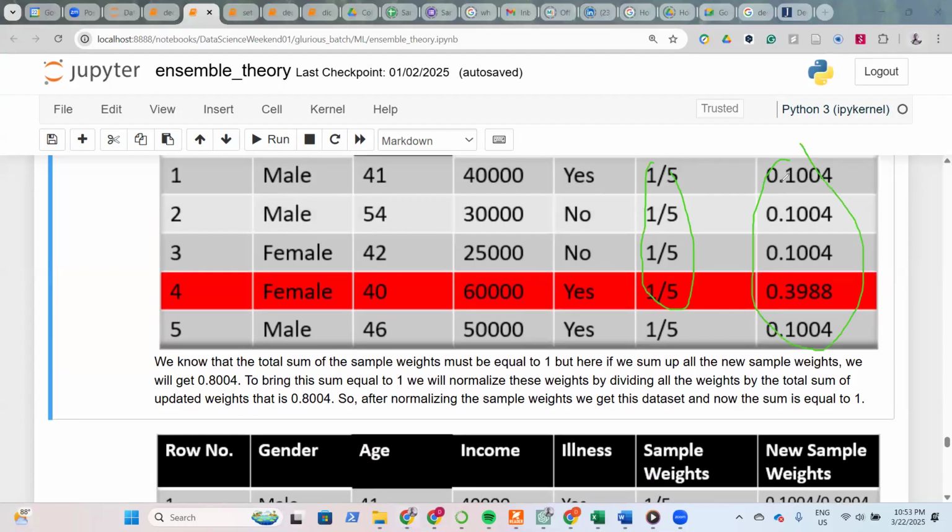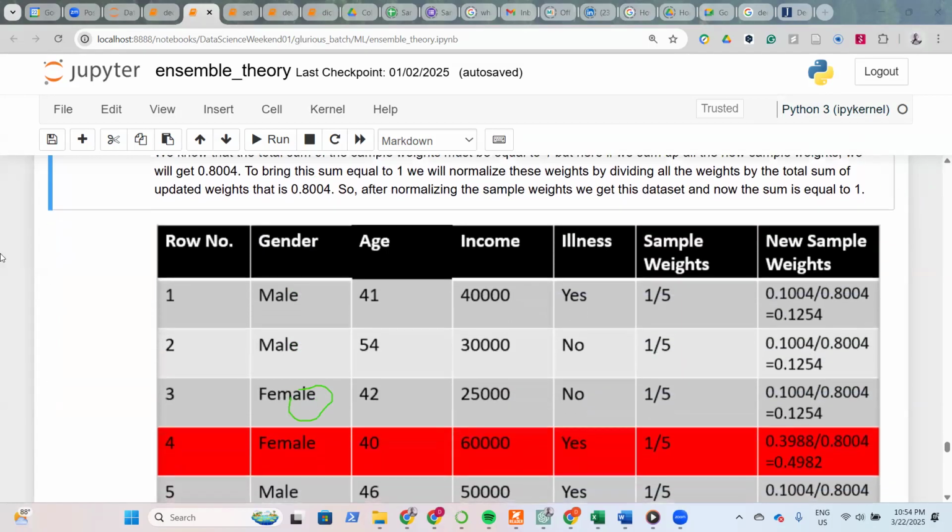So then you need to normalize the data, to bring it down to 1. But how do you do that? It's just dividing by the total sum of all of this. So the total sum is 0.8004. So we are going to divide all of this by 0.8004. I think I illustrated that down here.